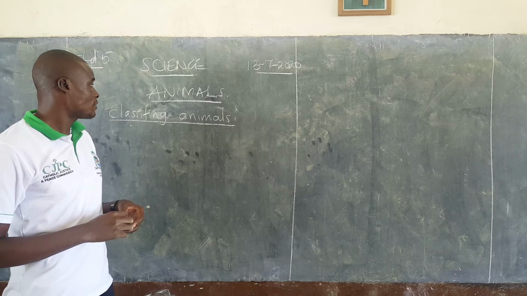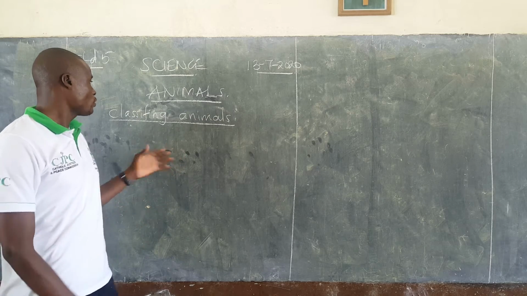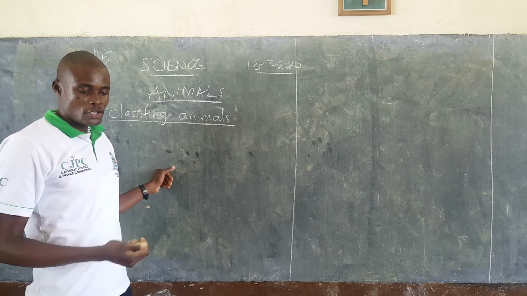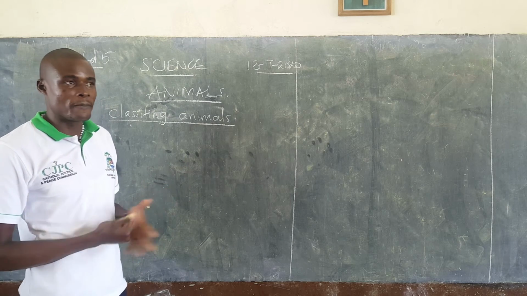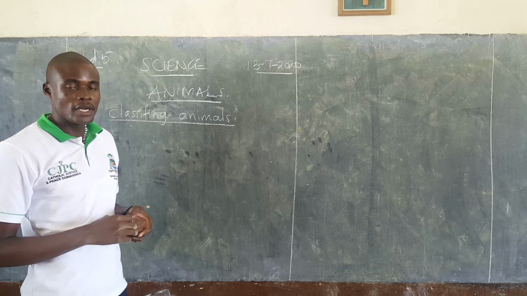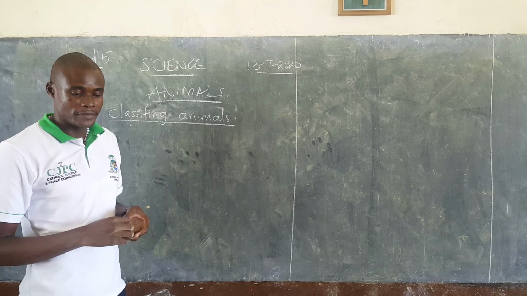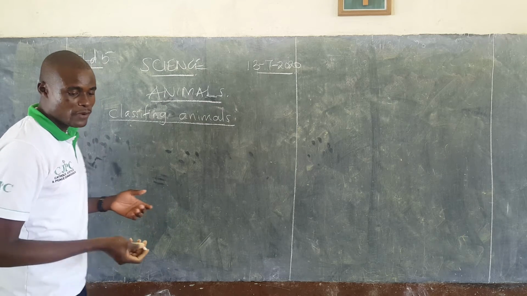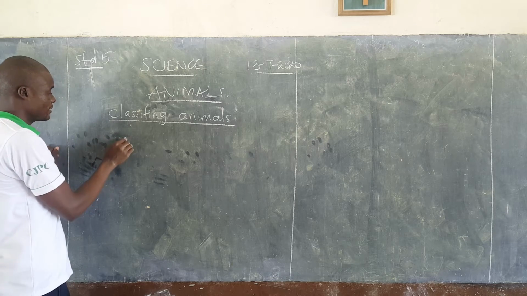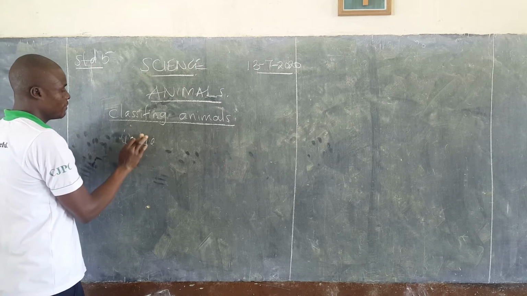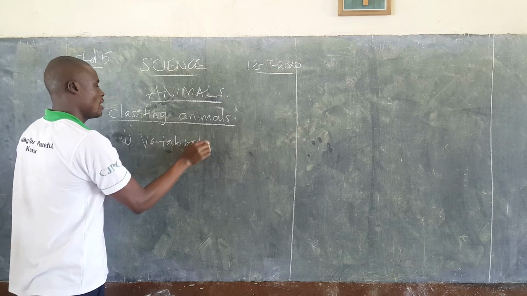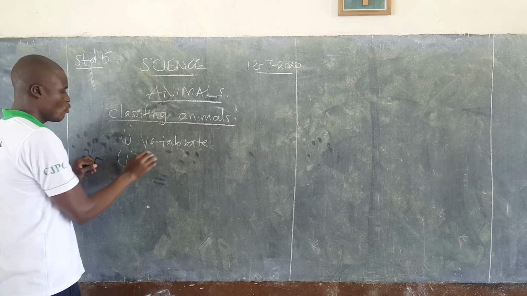So welcome to our lesson today, in which we're going to begin by looking at the meaning of classifying animals. What is classification? Classification of animals is simply grouping together the animals which have common characteristics. Under that, the first class of animals are the vertebrates, and finally, number 2, we have the invertebrates.